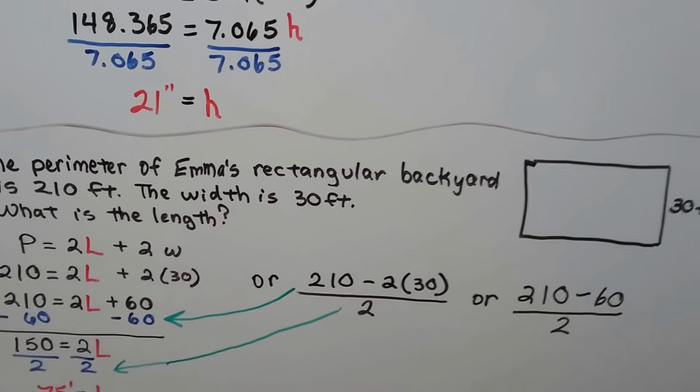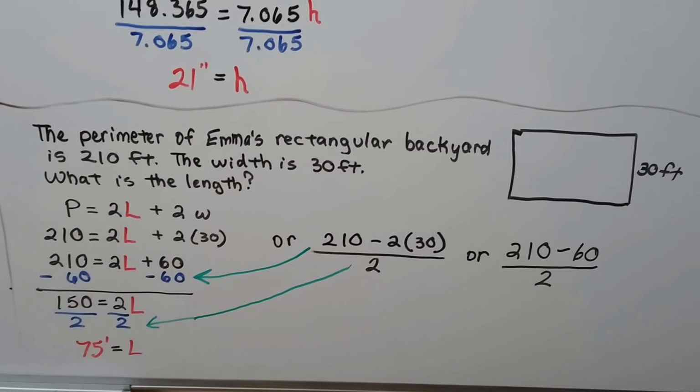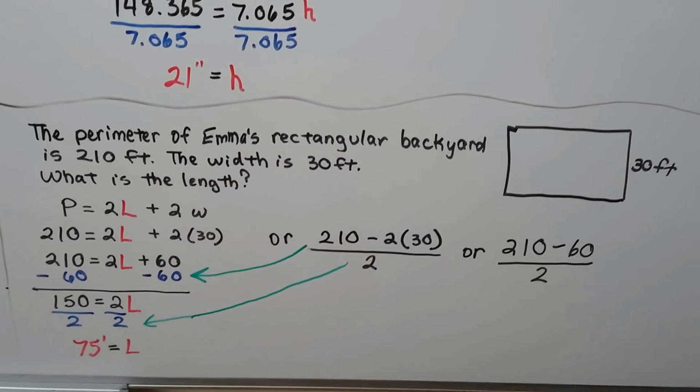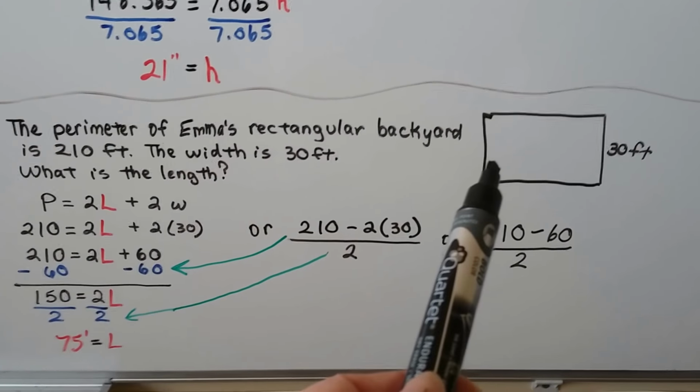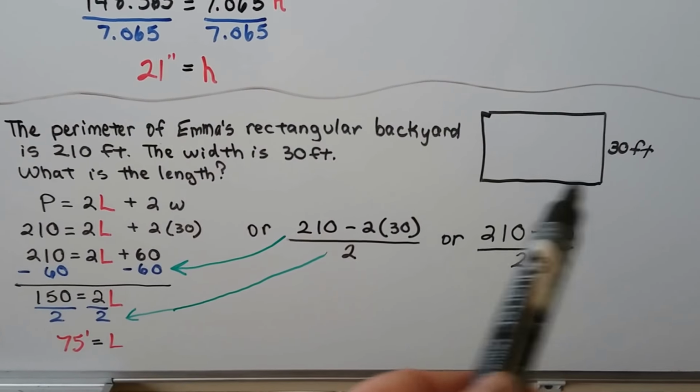The perimeter of Emma's rectangular backyard is 210 feet. The width is 30 feet. What is the length? So it's a rectangle. We know the width is 30. They want to know what the length is.